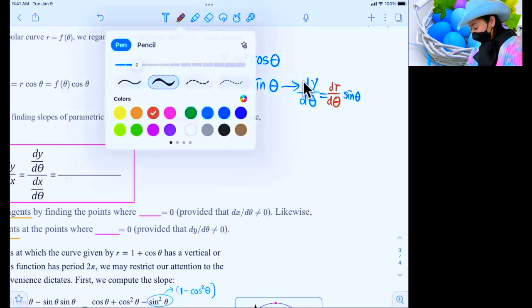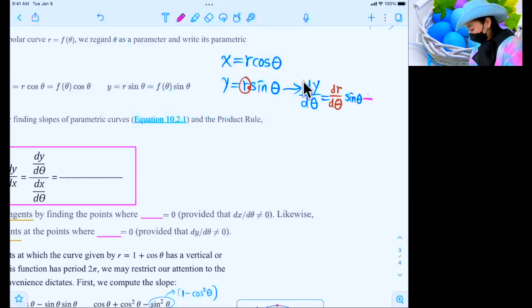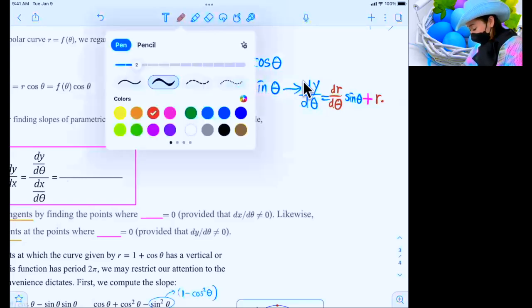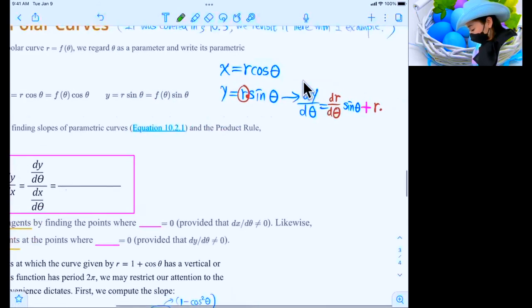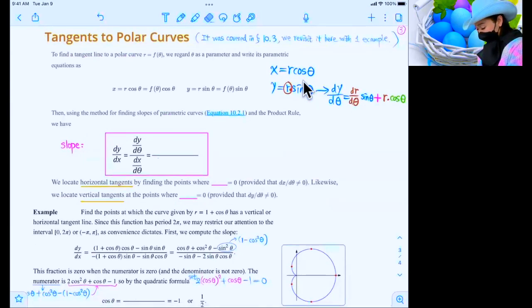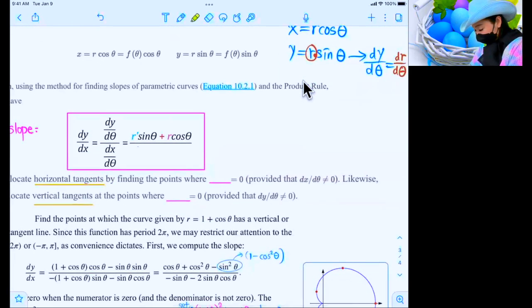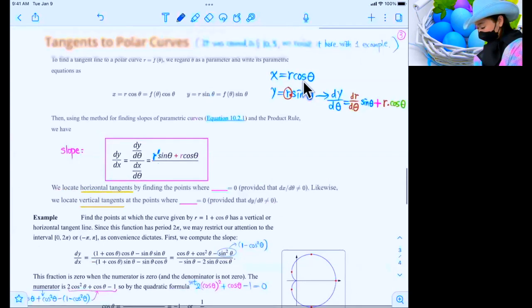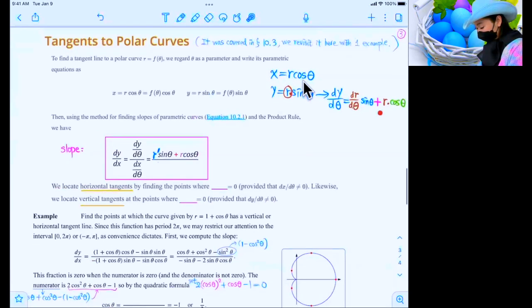And then plus, this time we're going to keep the first function, so we keep the r, and then times the derivative of the second function. What's the derivative of sine theta with respect to theta? Cosine theta, yes, you got it. Good job. So we get cosine theta. So that's dy/d theta. Another way to write this is r prime sine theta plus r cosine theta.